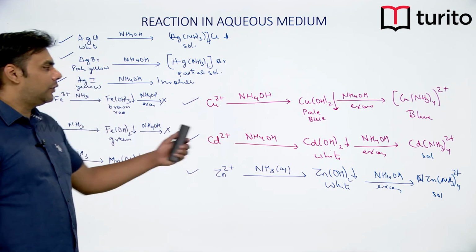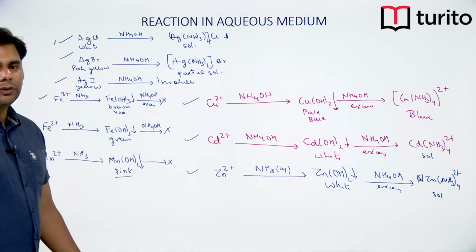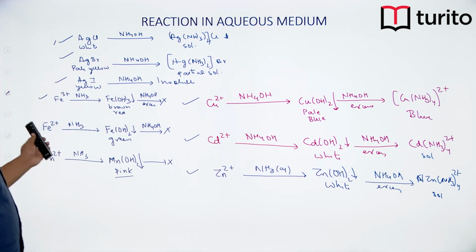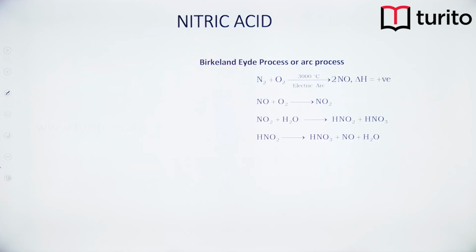Copper 2 plus forms Cu(OH)2, cadmium forms Cd(OH)2, white in color, zinc forms Zn(OH)2, white in color, all of them dissolve in the excess ammonia. Iron 3 plus, iron 2 plus, Mn2 plus do not dissolve. AgCl, AgBr, AgI precipitate dissolves in excess ammonium hydroxide. There are many reactions that you might have done in your qualitative analysis, so this is basically directly coming from there. You can take a snapshot of this.